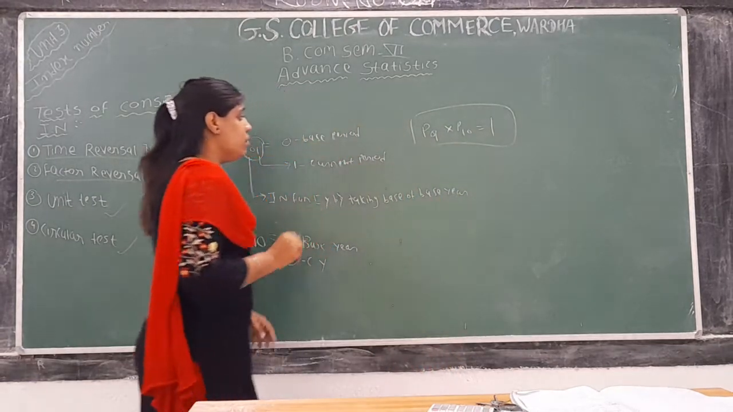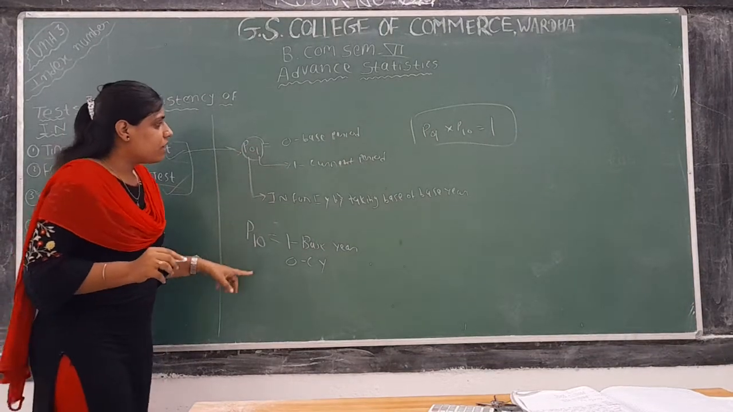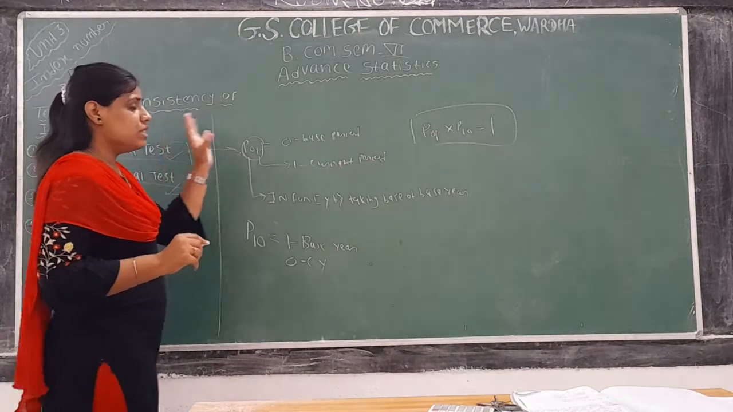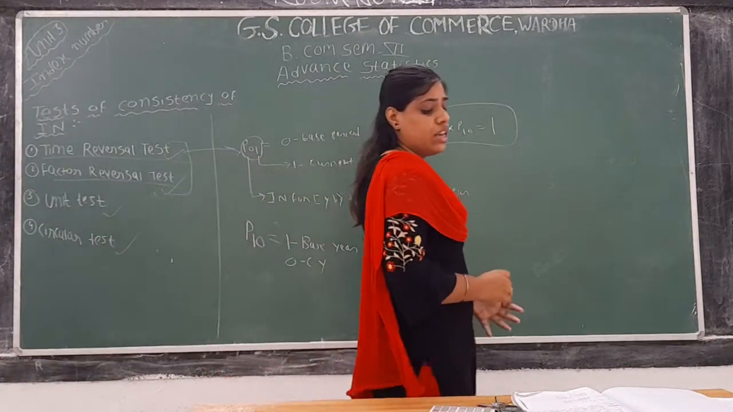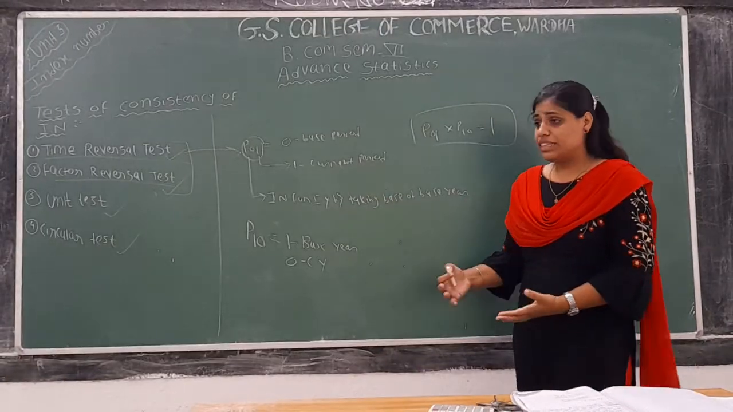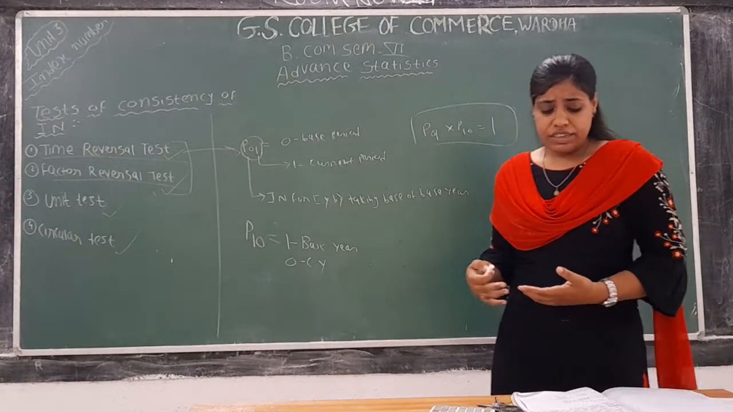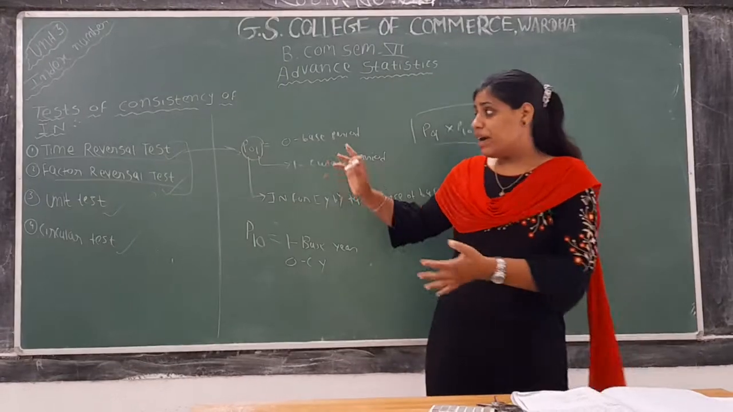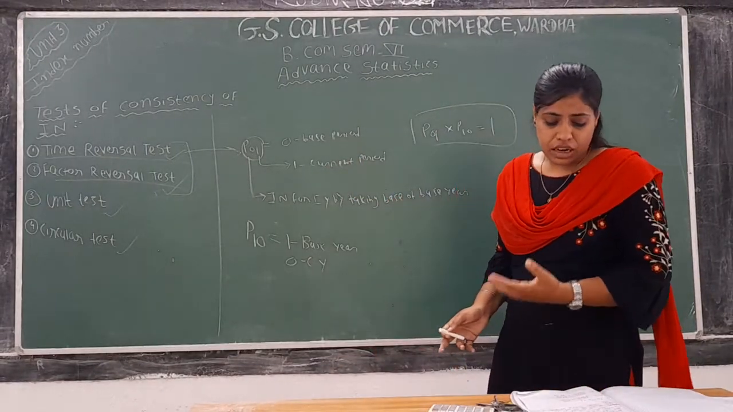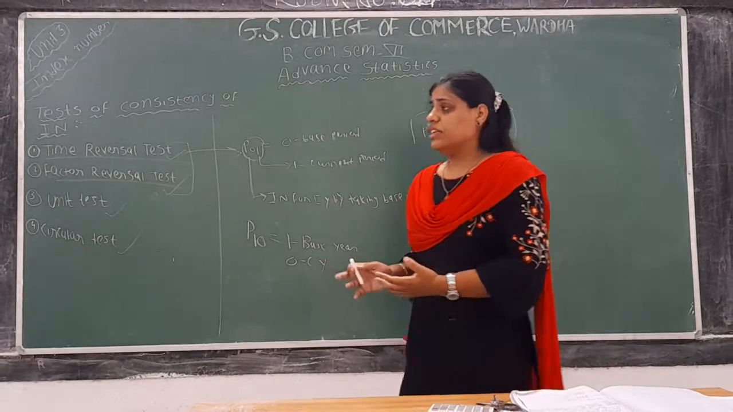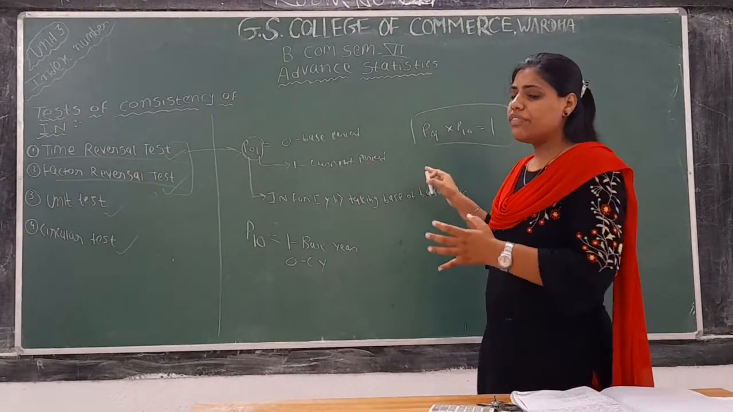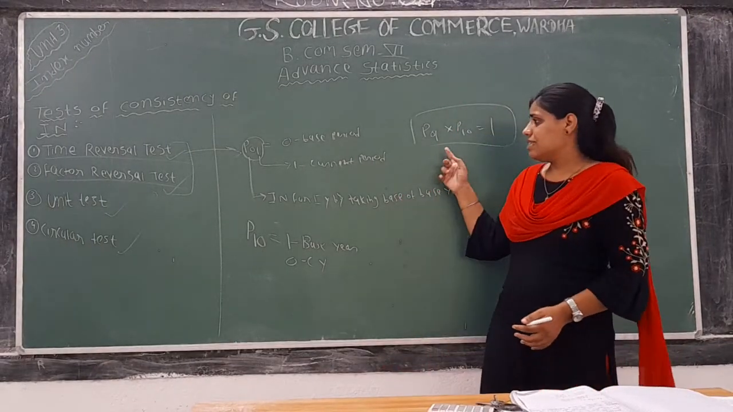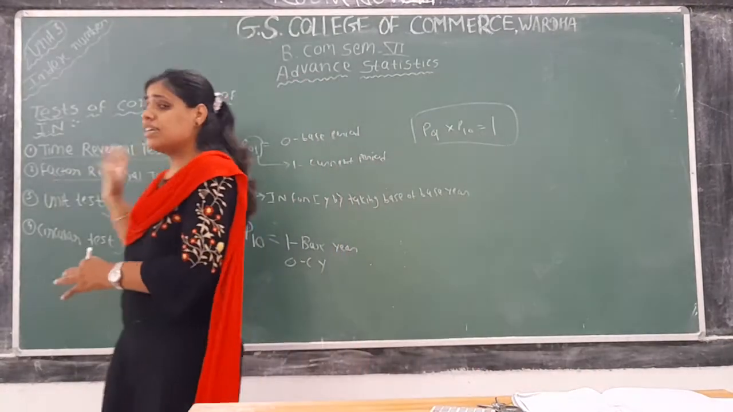Okay, when P01 multiplied by P10 is equal to unity, we say that the time reversal test has been satisfied. In other words, the test gets satisfied when the data for any 2 years are treated by the same methodology, and the numbers that we get after processing the data are the reciprocals of each other. Then this test, that is the time reversal test, gets satisfied.